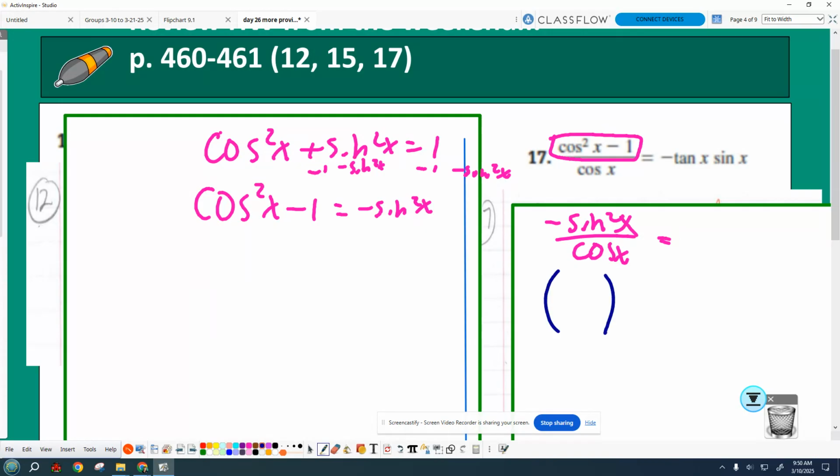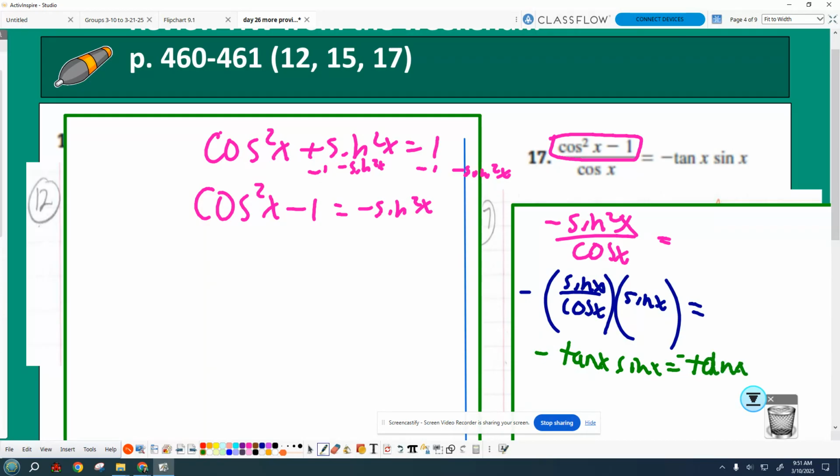Sine over cosine is tangent. So, you said make it sine over cosine, and then, since this was squared, there's another sine there, and the negative was there. So, what did he say? What is sine over cosine? So, we proved it.